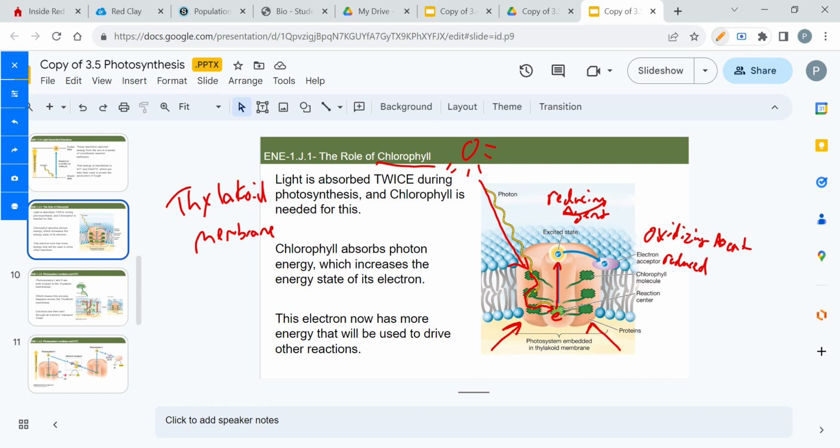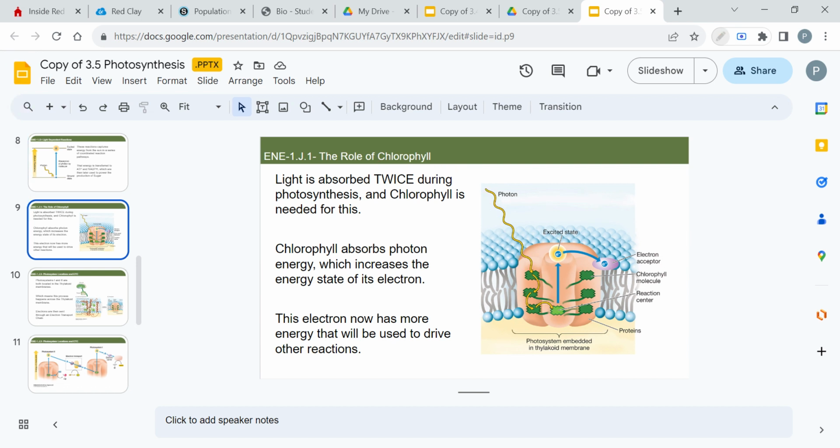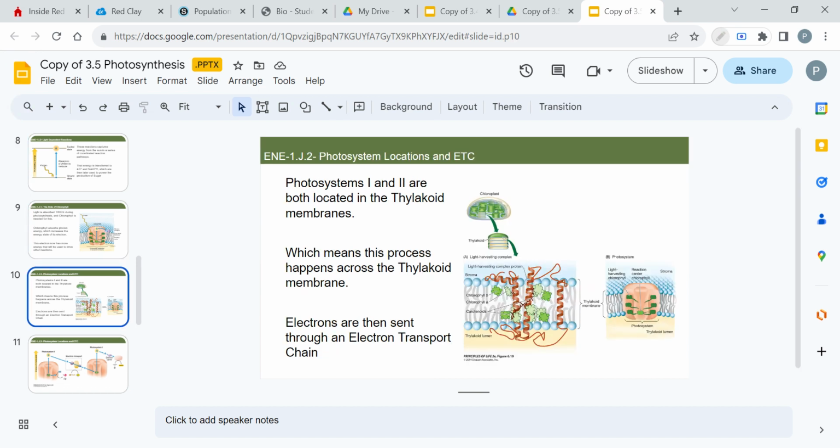All right, but now what happens is that the electron has the energy, and will be able to drive the rest of these light dependent reactions. All right, so it's super necessary, super important for this to happen. All right, now light is absorbed in two spots, photosystem 1 and photosystem 2. Now, what's really dumb about this, all right, guess what? Which one do you think comes first? Photosystem 1 or photosystem 2? Which one do you think ends up absorbing light first?